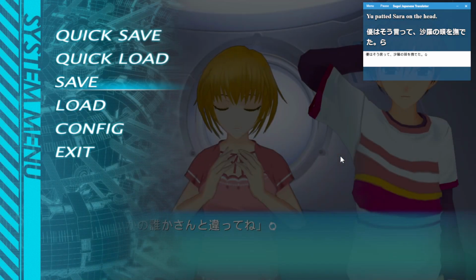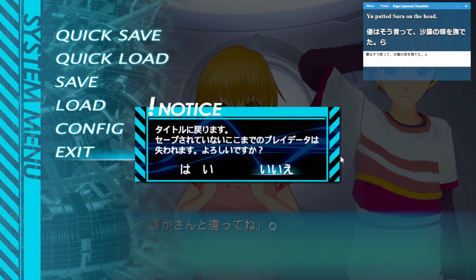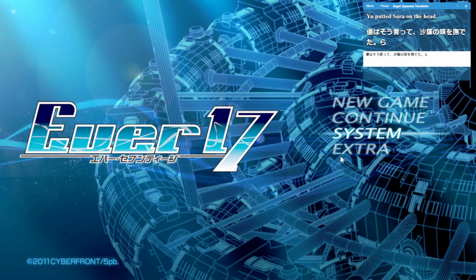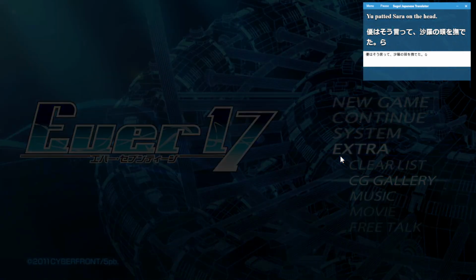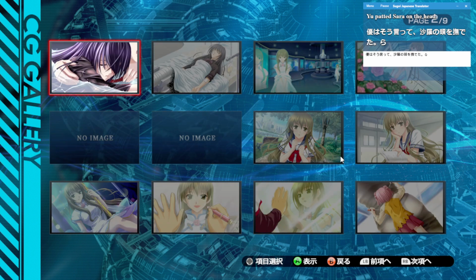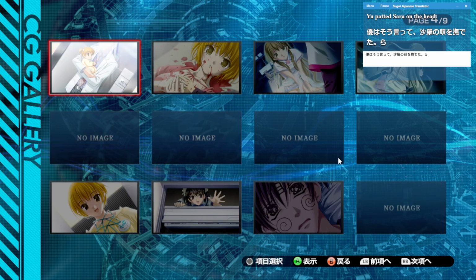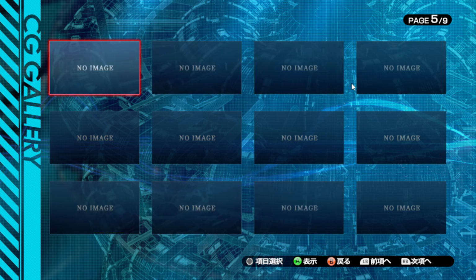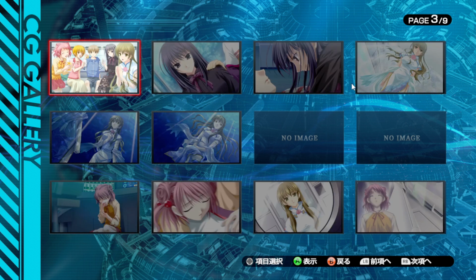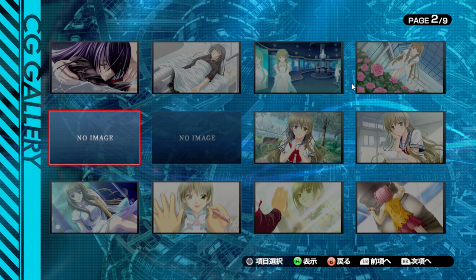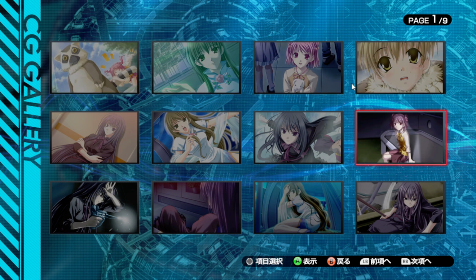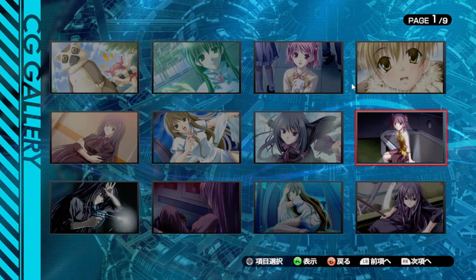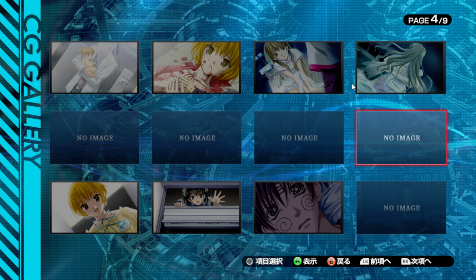Okay. Exit. Yes, save my system data. And then look at the CG gallery. Pan over. Okay, so basically got another variation of this. Yep. It's Takeshi's shadow there, it's interesting. And then this.